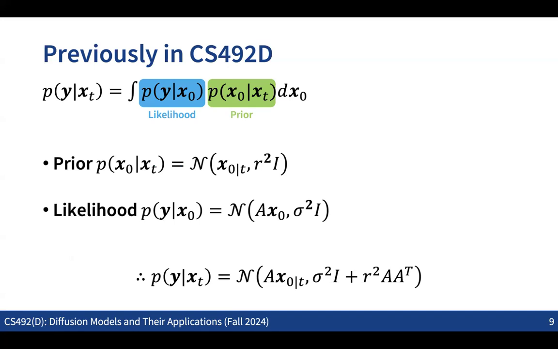Also, what we have seen last time in the quiz is that if both the likelihood and the prior distributions are Gaussian distributions, then the combination of these two is another Gaussian distribution. So this is also a known fact, right?